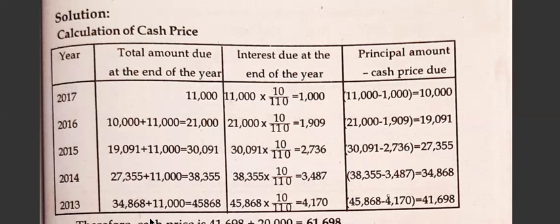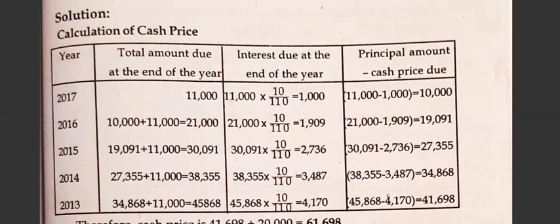So plus 11,000 is the installment. You will get 45,868. So 45,868 into 10 divided by 110, you will get 4,170 rupees. Now deduct 45,868 minus 4,170, you will get 41,698. Now for 2013, the principal amount is 41,698. To this, if you add a down payment, you will get the cash price.